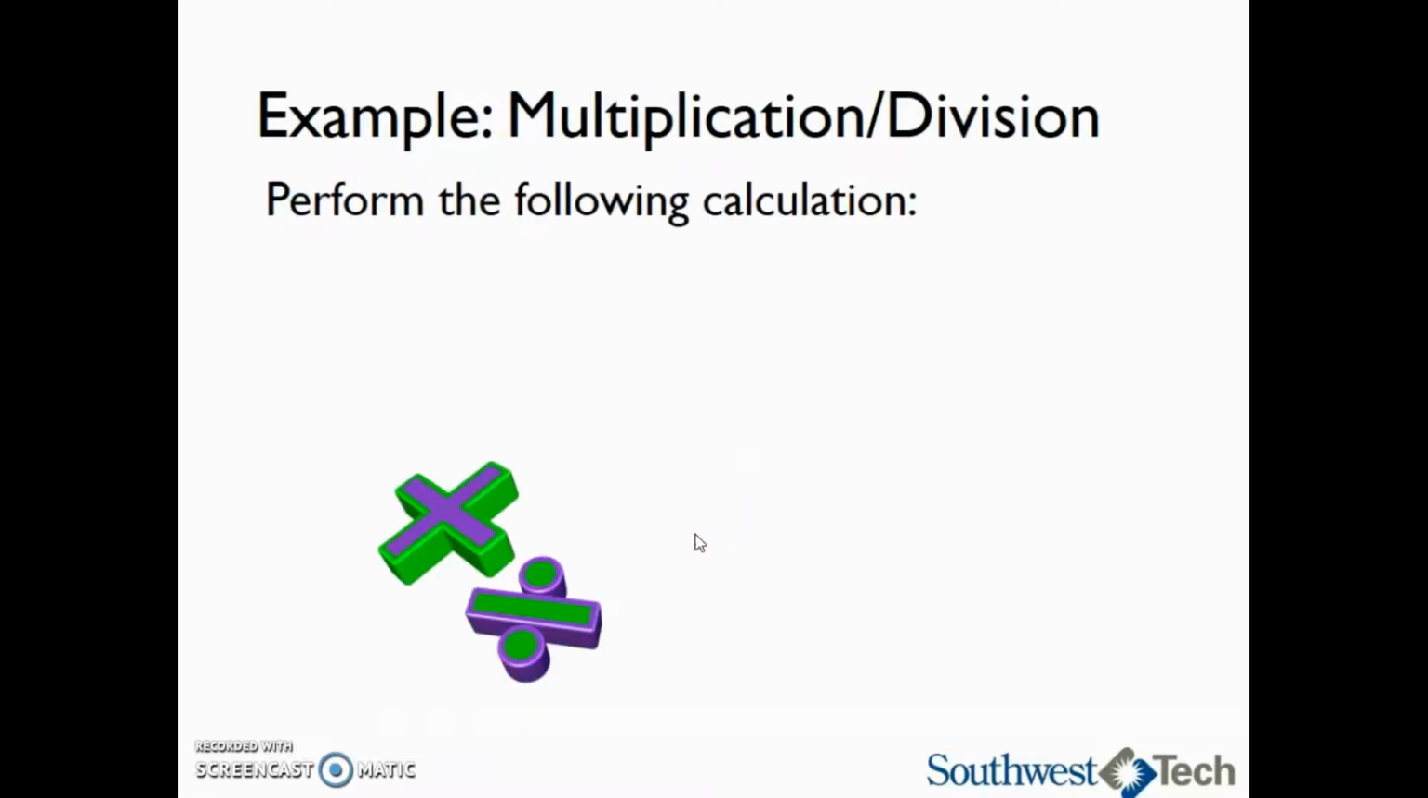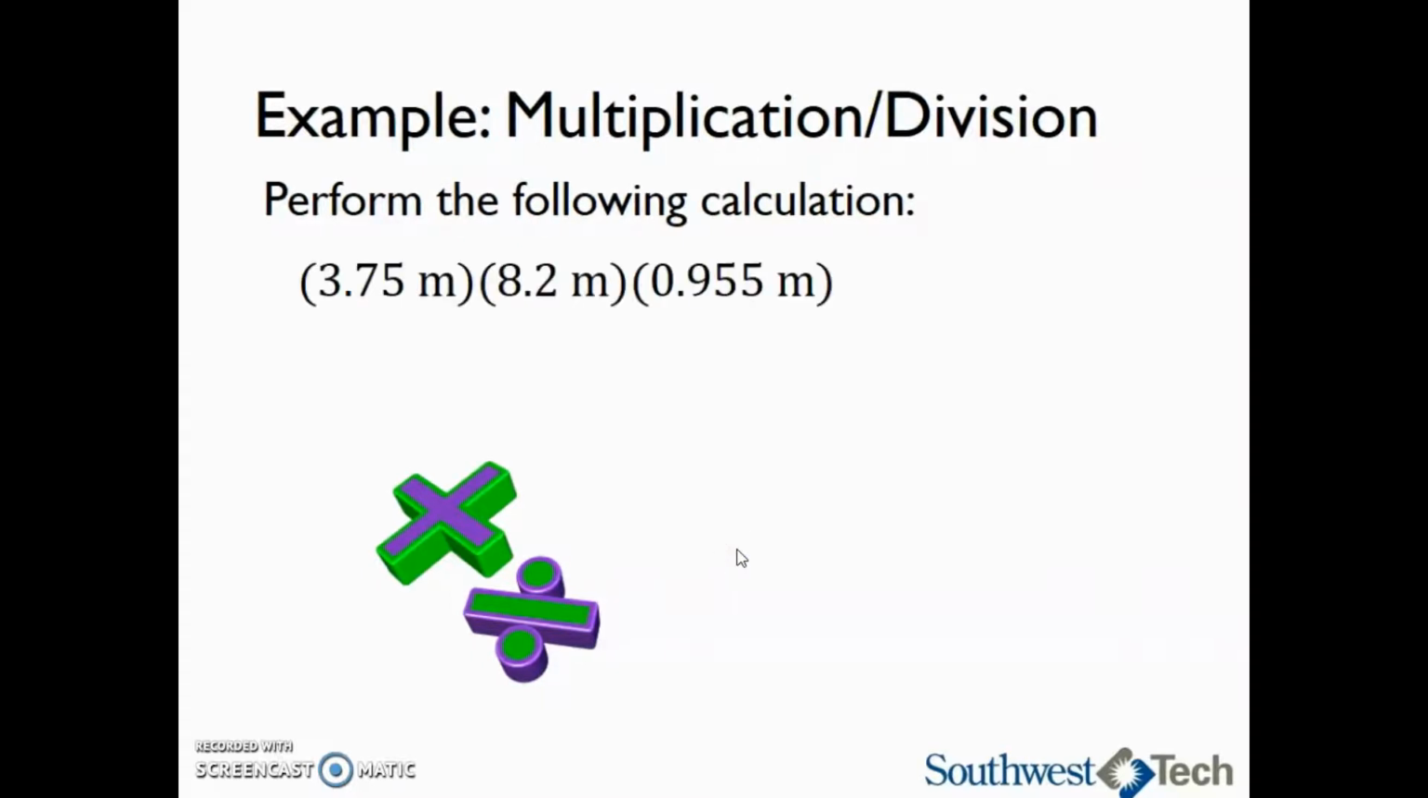Now we're going to look at an example with multiplication and division. We are going to perform the following calculation: 3.75 meters times 8.2 meters times 0.955 meters. Like before, we can just multiply everything in our calculators. When we do that, we get 29.36625 cubic meters.